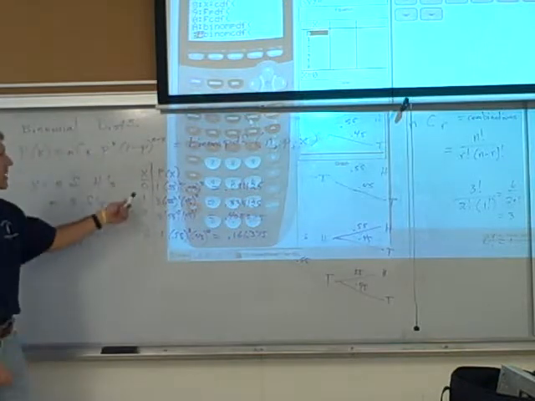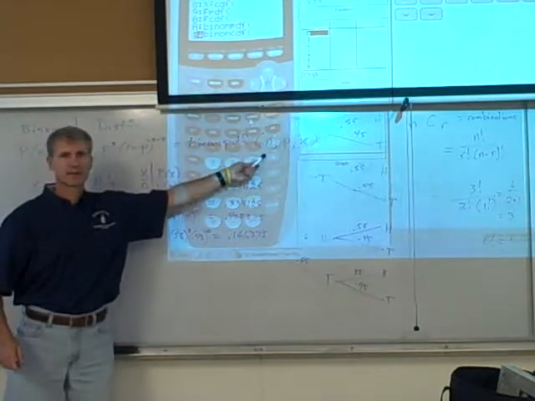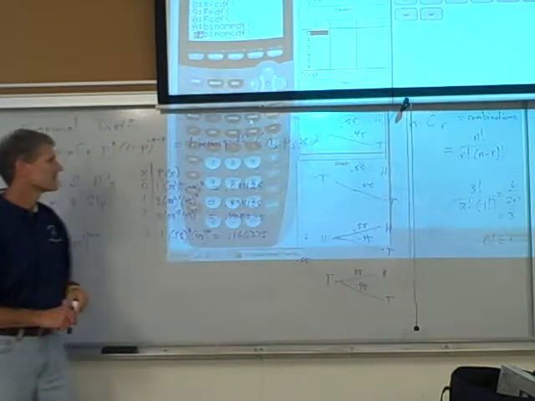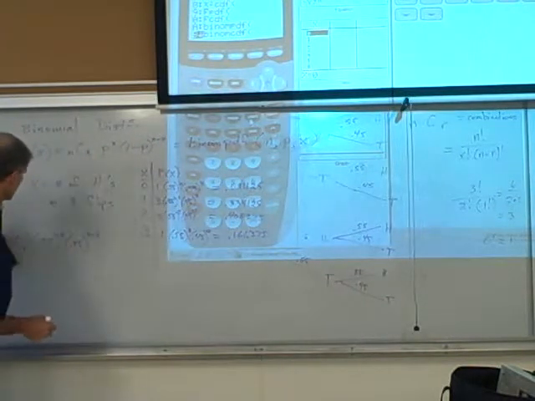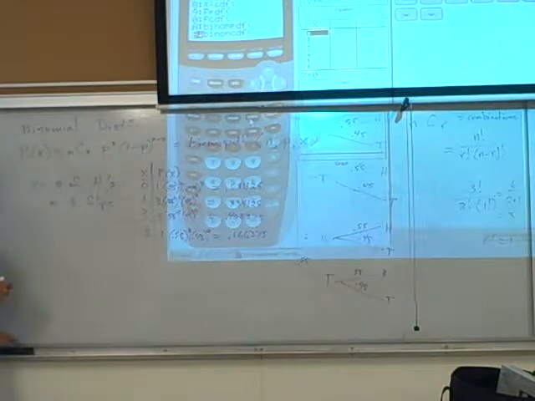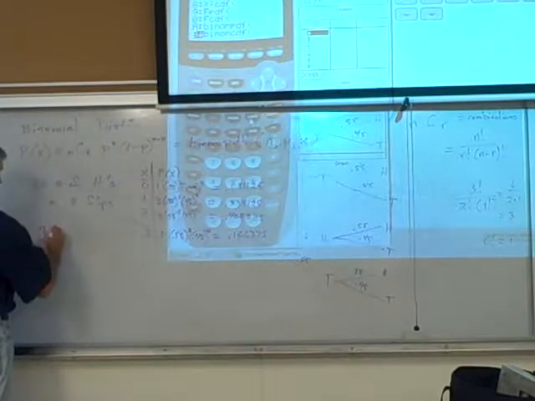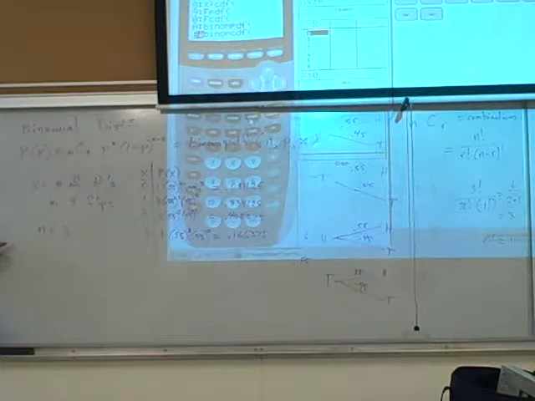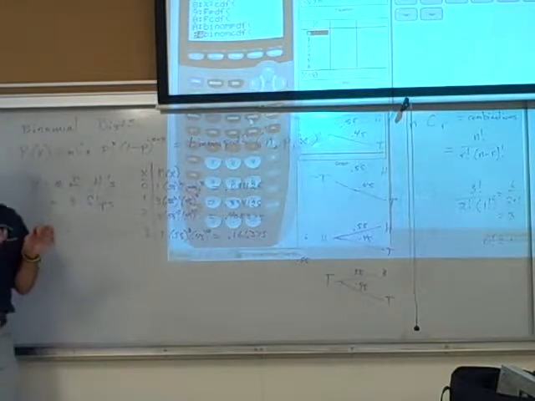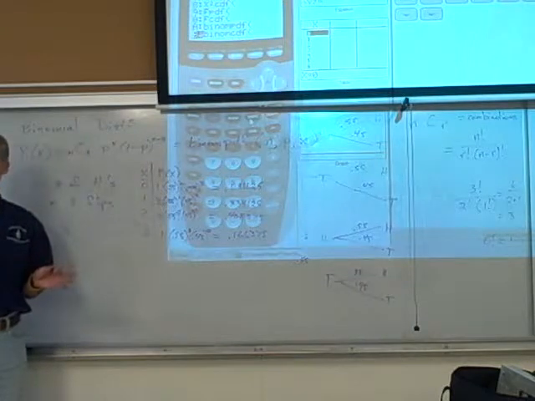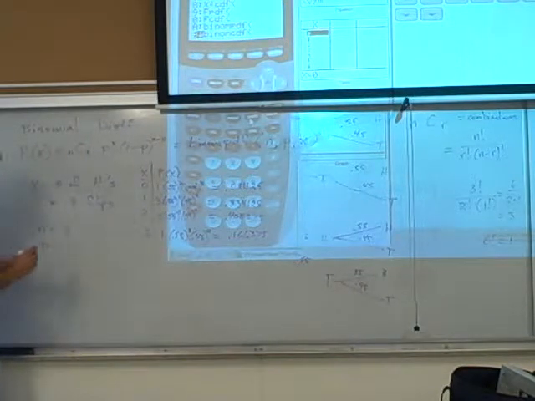So, for this problem, what is our n? Three. n equals 3. Whenever you realize that this is a binomial problem, the first thing to do is identify n and identify p. What is p? Well, p is the probability of success on a single flip or a single trial. And that is what here? 0.55.